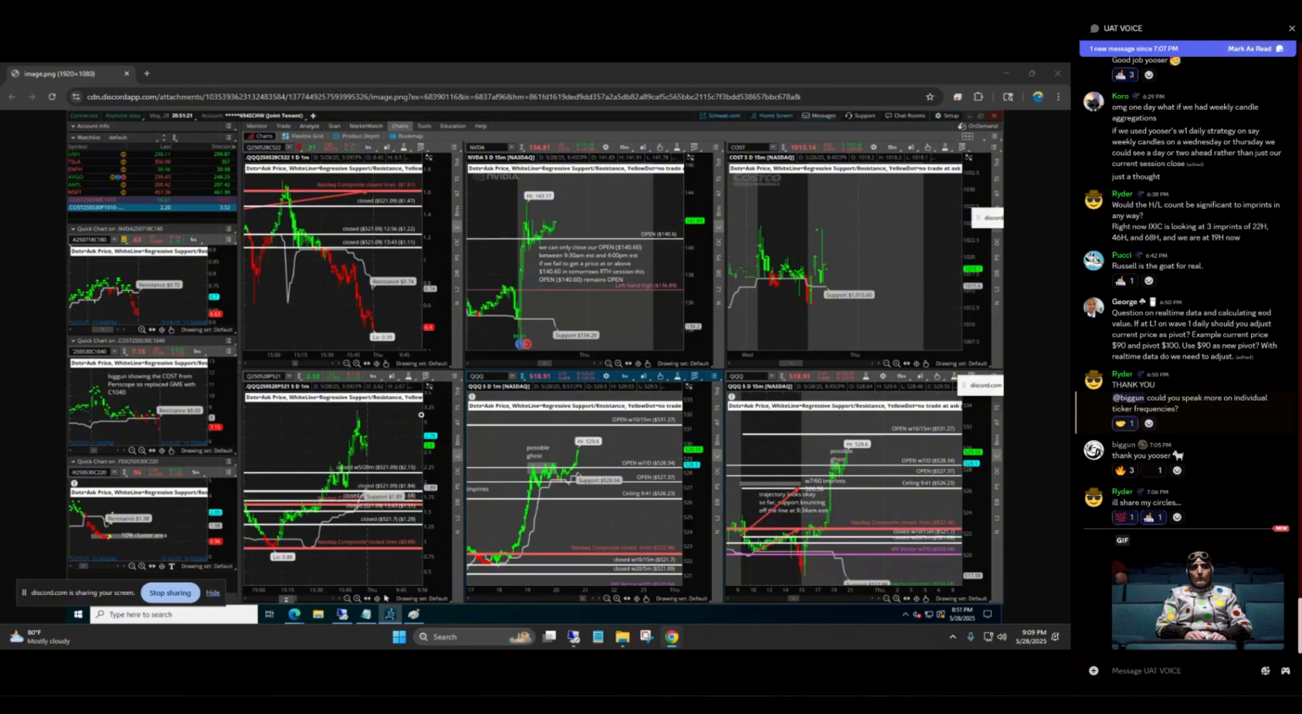I just put in the open lines and cross them off as we go, and they become either resistive or supportive later on.